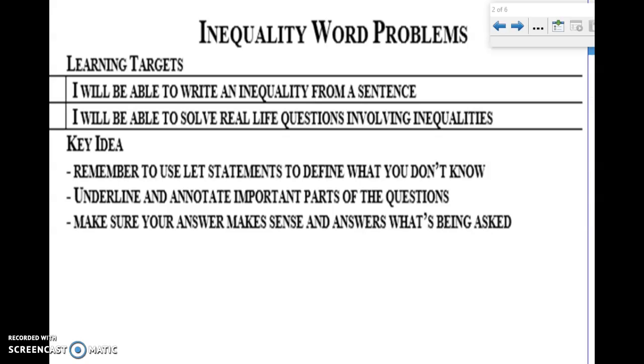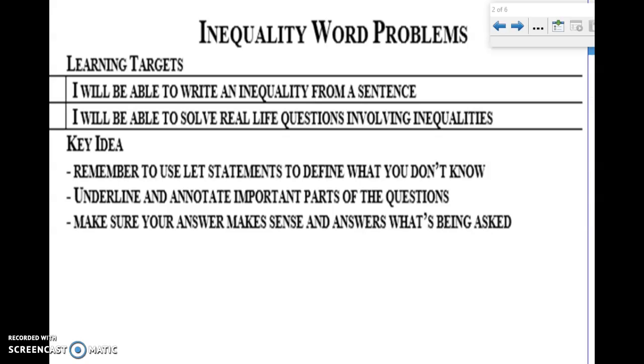All right, today it's all about inequality word problems. So our learning targets, what we're shooting for today, is to be able to write an inequality from a sentence. And if that sounds familiar, yes, we have already done this with equations. We have looked at sentences and tried to write equations. Now it's our time to write inequalities, and it's going to be very similar.